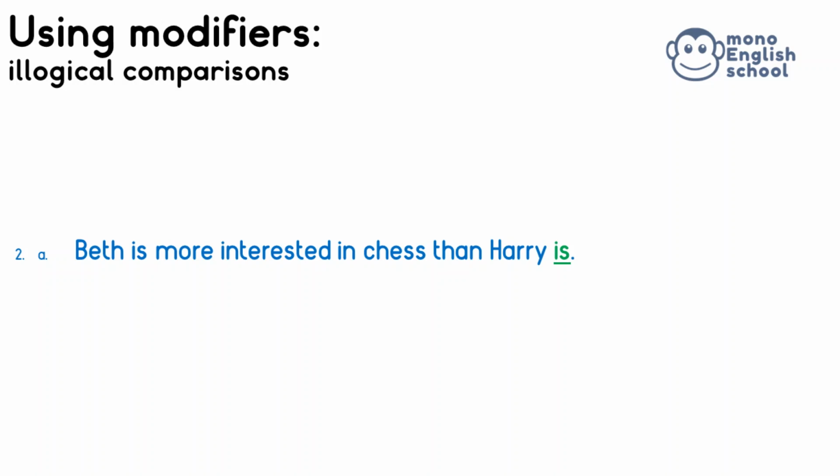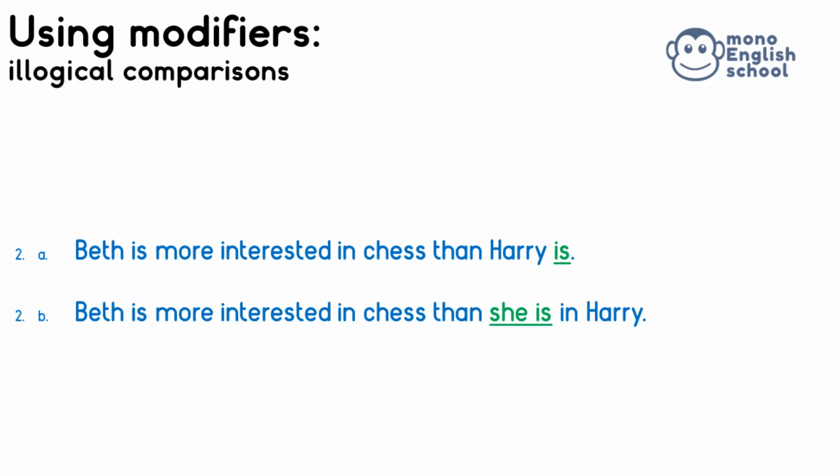The first option, Beth is more interested in chess than Harry is. Clearly now we can see that Beth likes chess more than Harry likes chess. The second option, Beth is more interested in chess than she is in Harry. With this correction, we see that Beth likes chess more than she likes Harry.